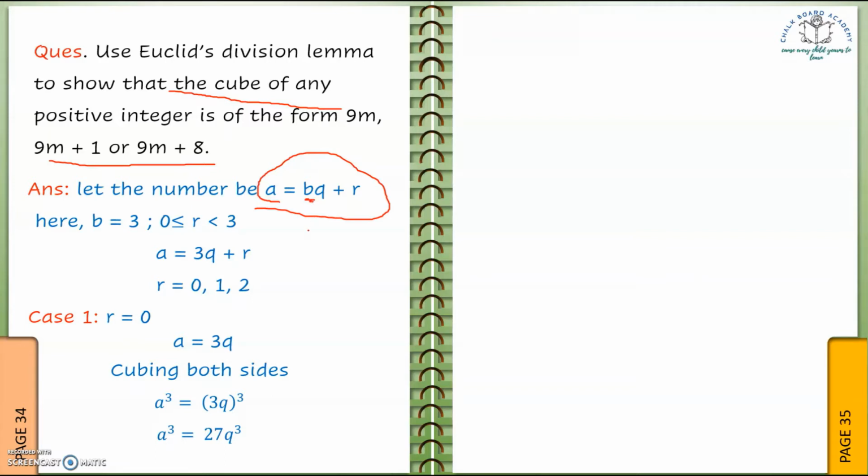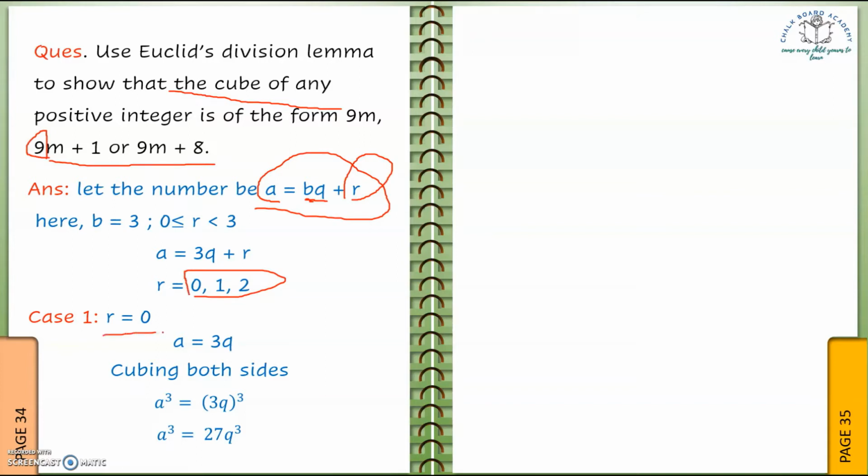Here b is 3 because we are taking cube, and 9 cannot be written in the form of cube of any whole number. So we are taking b as 3 because 3 cubed can be written as 9 times something. And then we have q, which we do not know. Then we have r, which can be smaller than 3, that is r can be 0, 1, 2. Now again we will take 3 cases.